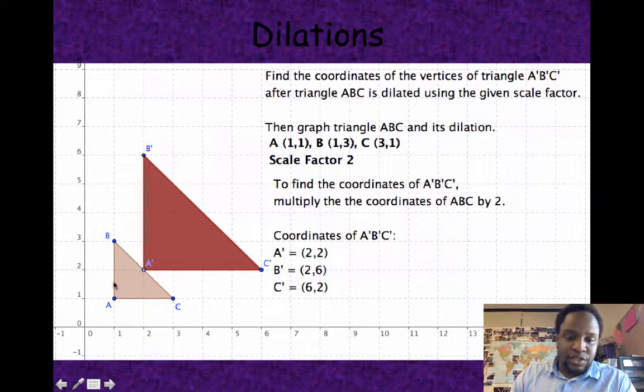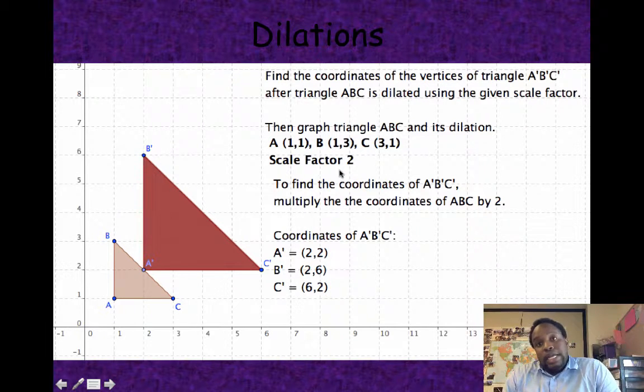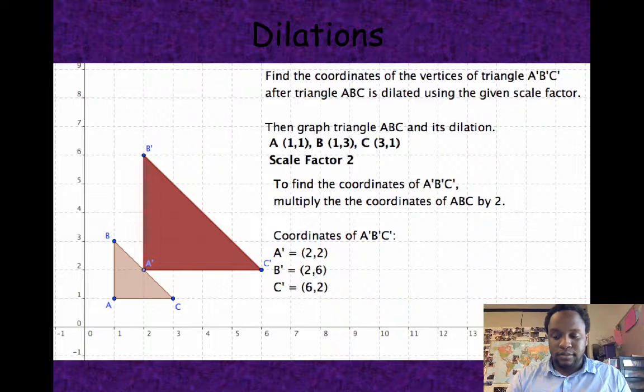Also take note that the side lengths were multiplied by 2. AB has a length of 2, A prime B prime has a length of 4. So when you dilate, not only do you multiply the coordinates by whatever the scale factor is, but also the lengths of the sides end up being multiplied by that number as well. And also note that the angles remain the same. These are 45-degree angles, and angle A and angle A prime are 90-degree angles.